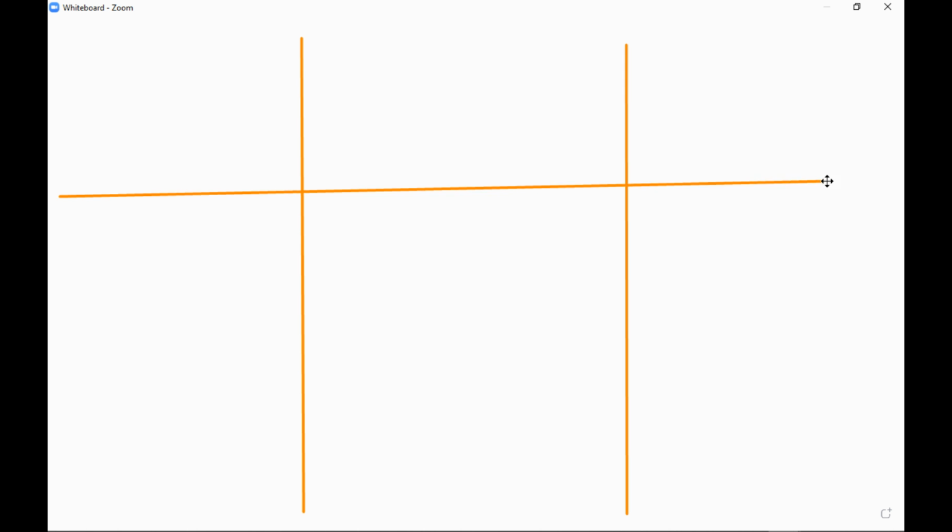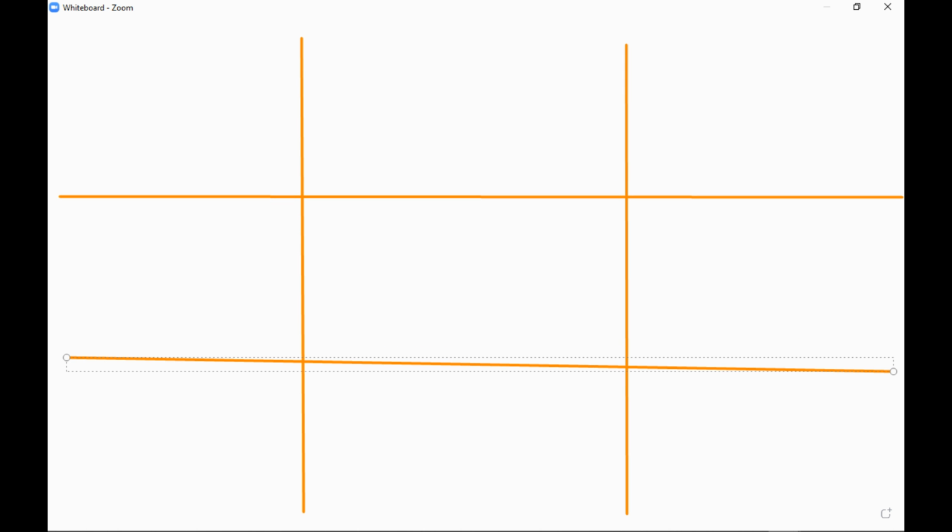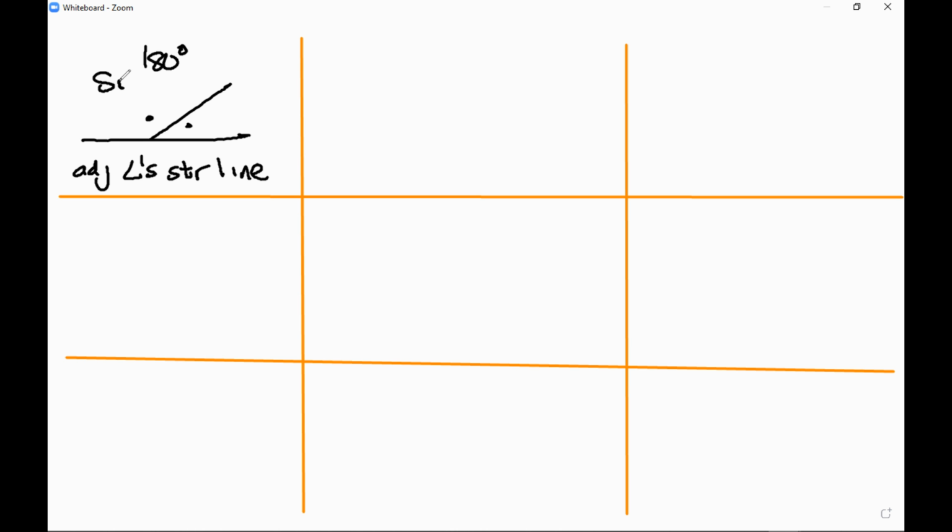So we've got all of these lines. Okay, let's have a look at a quick summary of all of these different angles that we've just learned. Let's start with angles in a straight line. They add up to 180 degrees. Adjacent angles on a straight line, I'm going to write ADJ, angles on a straight line, and that adds up to 180 degrees. This is also known as supplementary.